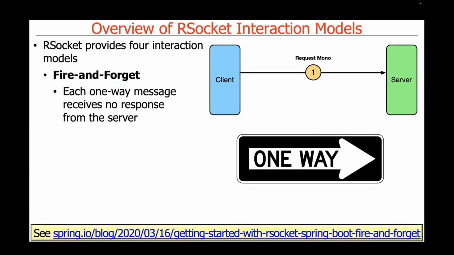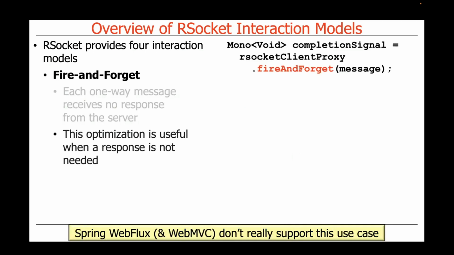Fire and forget is essentially a one-way messaging model where the sender sends out the request and it expects no response and will receive no response whatsoever from the server. This is typically useful when there's no need for a response. So why is that a win? Here's an example. We've got a client proxy where we fire and forget a message, and we're going to get nothing back other than perhaps something that says this message left the client. That's about all we're going to get.